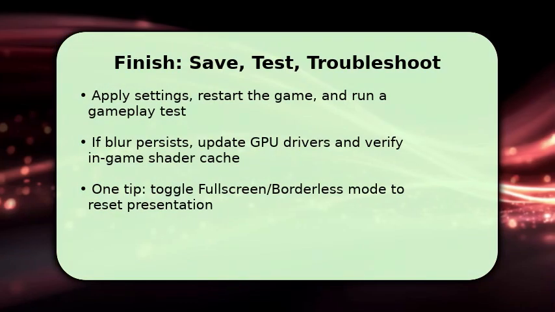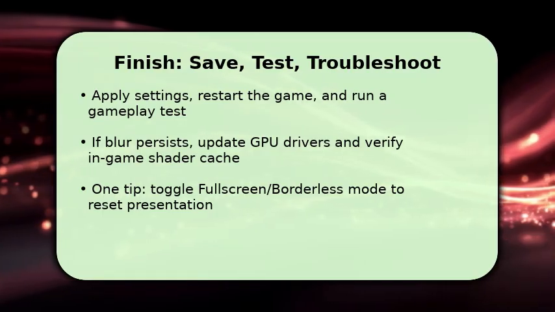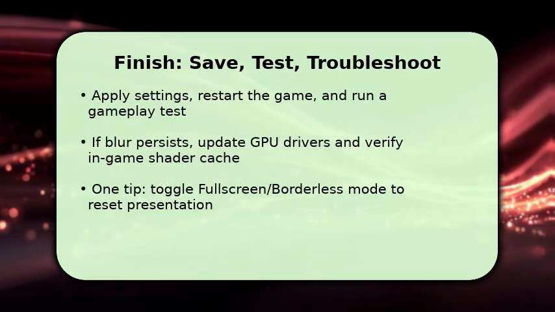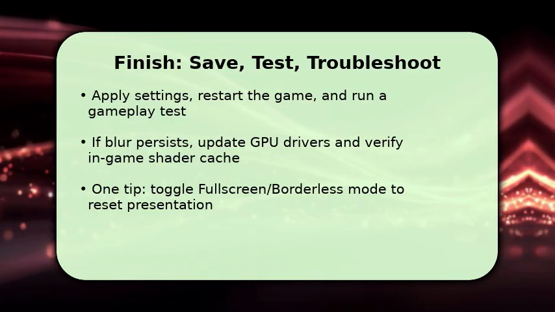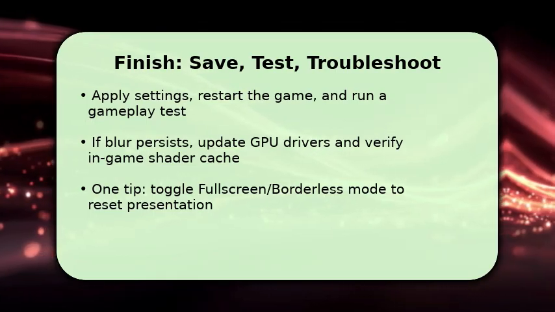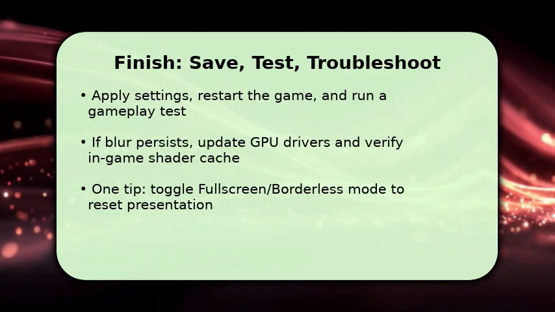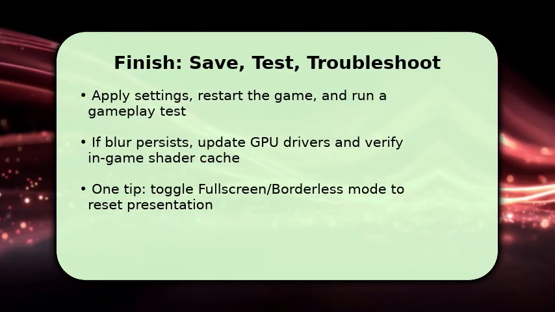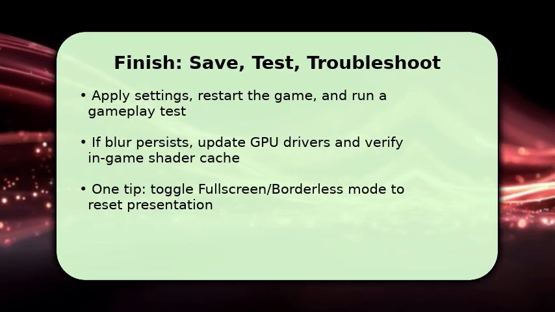Save your changes and restart 2K26, then play a fast camera scene to confirm motion blur is gone. If you still notice blur, update GPU drivers and clear the game's shader or image cache because old shaders can reapply effects. Also toggle full screen versus borderless to force the engine to reinitialize display modes.